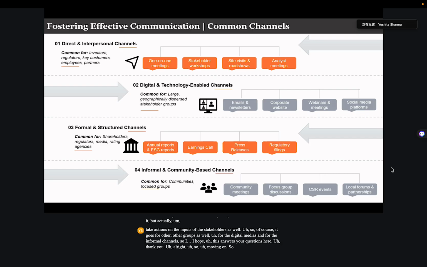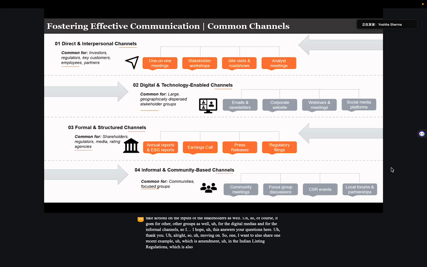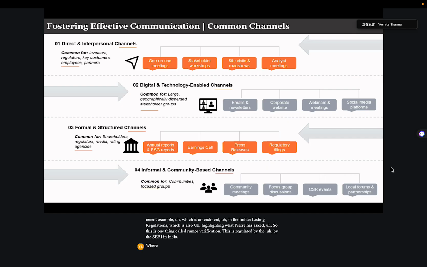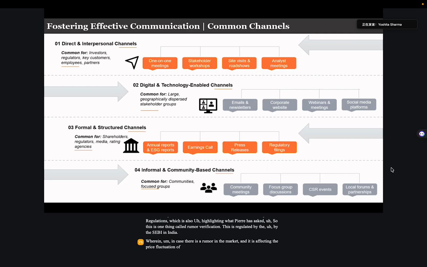I also want to share one recent example, which is an amendment in the Indian listing regulations, which is also highlighting what Pierre has asked. This is one thing called rumor verification. This is regulated by SEBI in India, wherein in case there is a rumor in the market and it is affecting the price fluctuation of a listed entity, up and down both, then that entity needs to verify that.